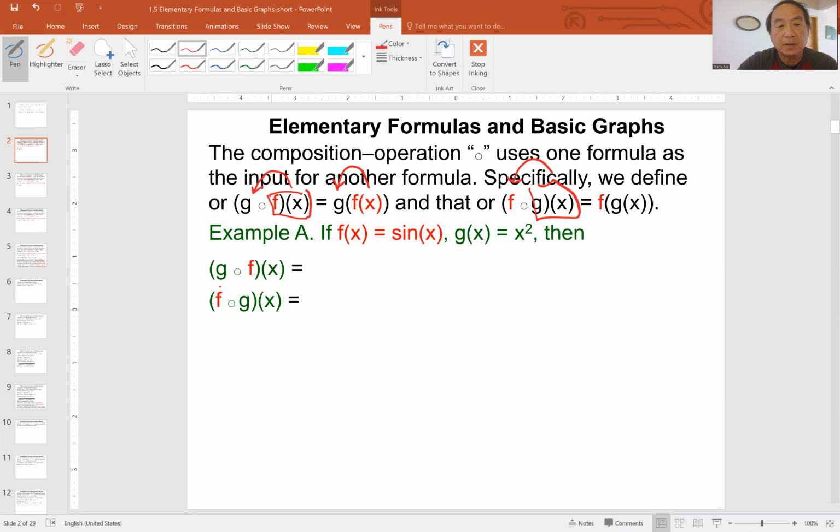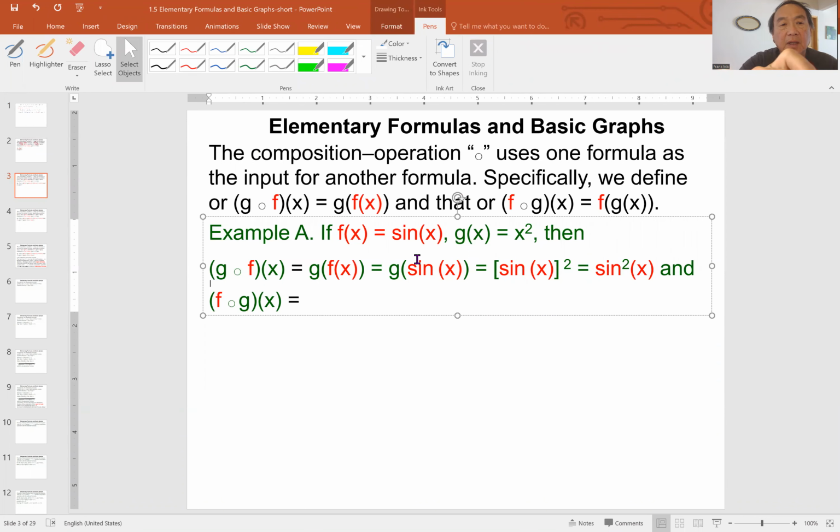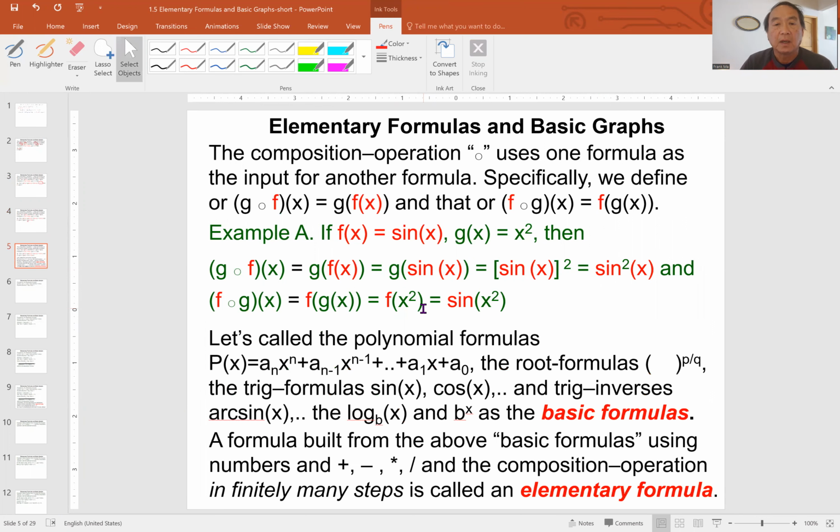So for the first one, plugging f into g, f is sine of x, so plugging that into g, I get the square of sine of x. But for the next one, we're plugging g, which is x squared, into f, giving sine of x squared.